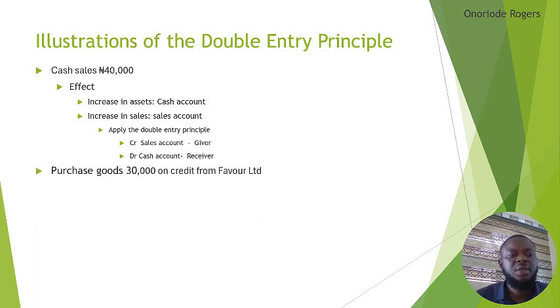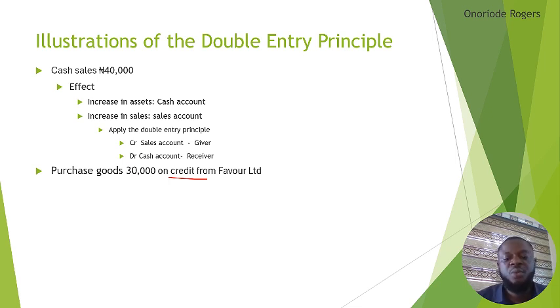Then another example: purchase goods 30,000 naira on credit from Favor Limited. This time around the company is not selling; rather, the company is buying from Favor Limited on credit. Look at it, buying on credit. So this is not like the cash transactions which we have considered before. This one is on credit.